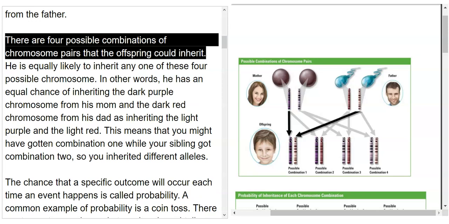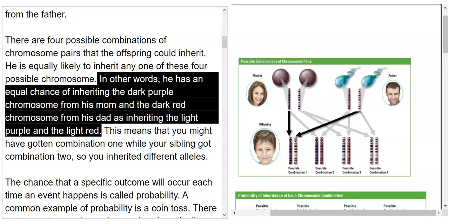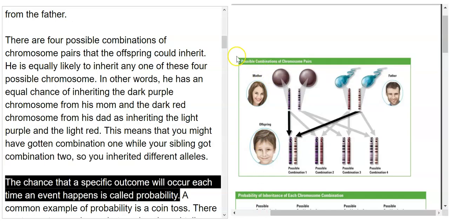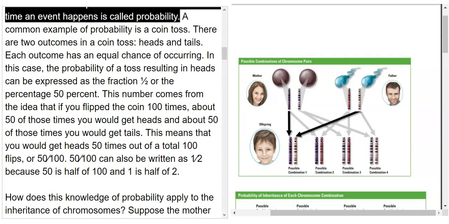There are 4 possible combinations of chromosome pairs that the offspring could inherit. He was equally likely to inherit any one of these 4 possible chromosomes. In other words, he has an equal chance of inheriting the dark purple chromosome from his mom and the dark red chromosome from his dad as inheriting the light purple and the light red, 1 and 4. This means that you might have gotten combination 1 while your sibling got combination 2, so you inherited different alleles.